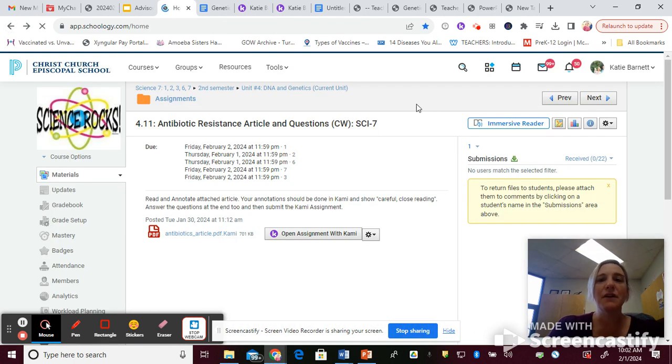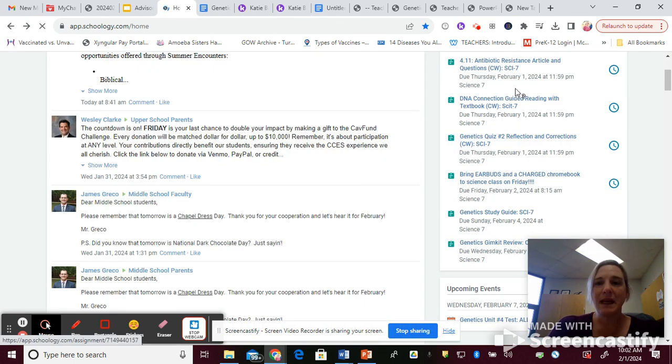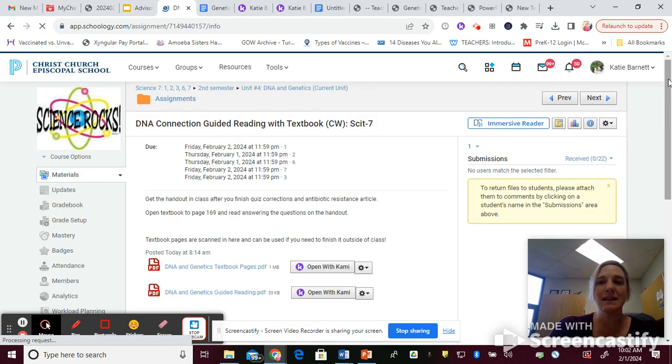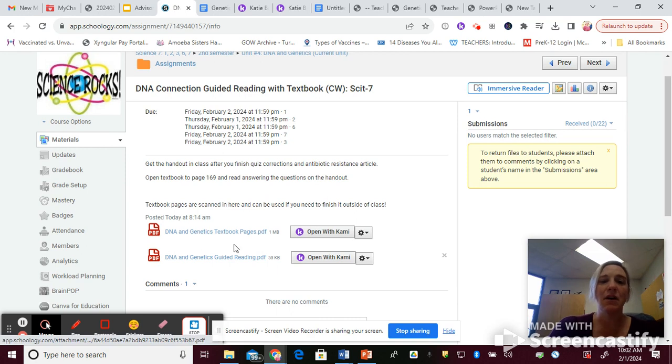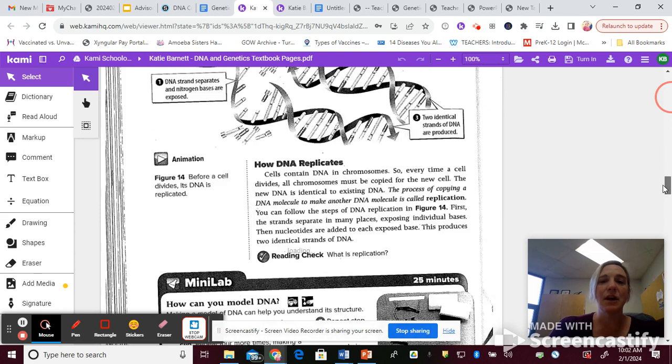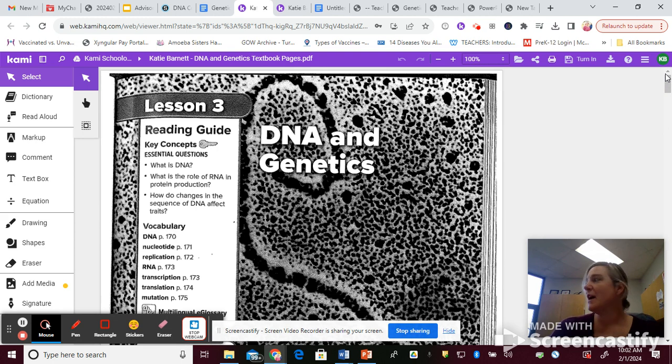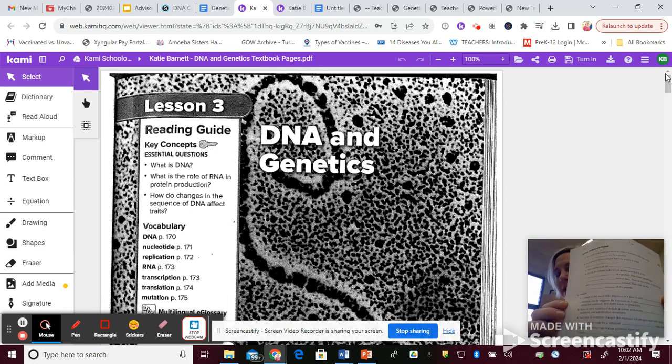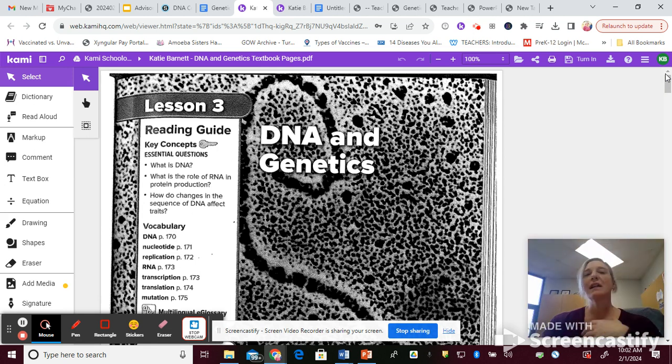Once you finish that, the third assignment is going to be the DNA connection guided reading with the textbook. Everything can be accessed digitally. You could do the guided reading here. The textbook pages are scanned right here, so if you don't finish this in class, there is no need to take a textbook home. When you click this, it is going to look like this. These are the pages in the textbook that go with this handout. The handout, hold on one second, looks like this. There's a hard copy, and you can come get this from my lab desk, near my desk. If you would rather do it electronically, it's attached there as well.